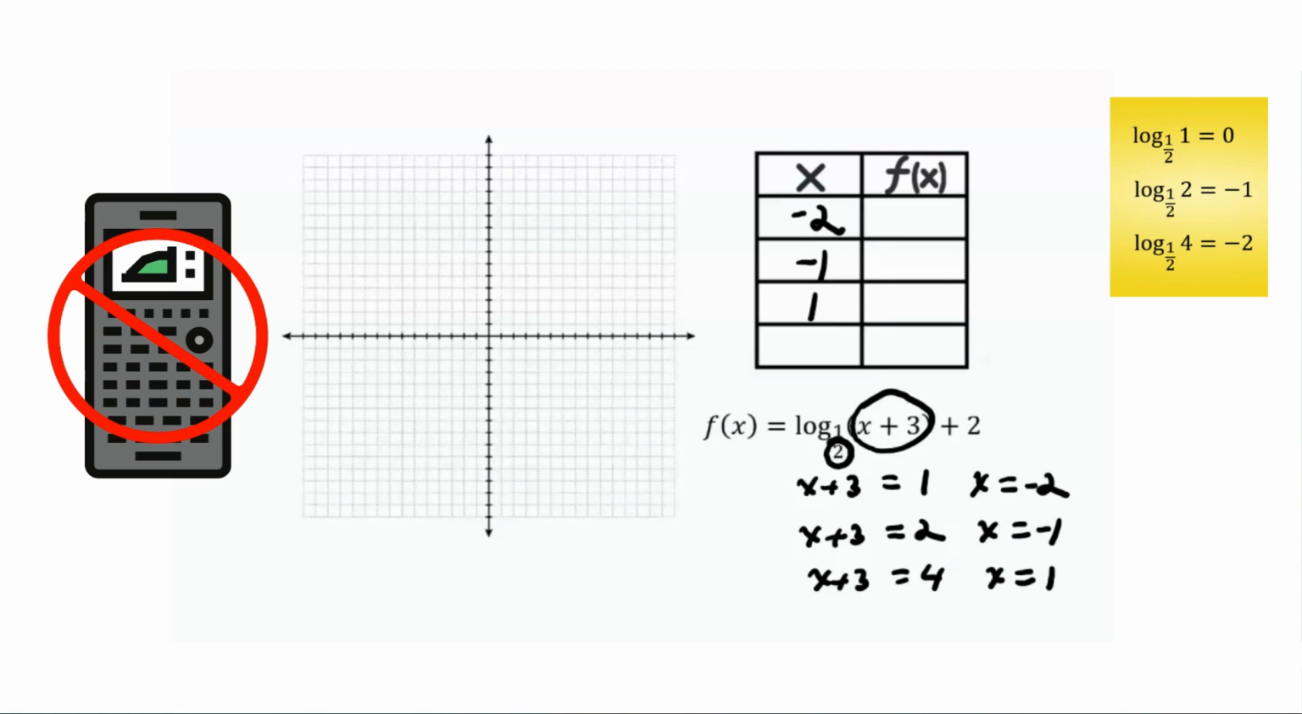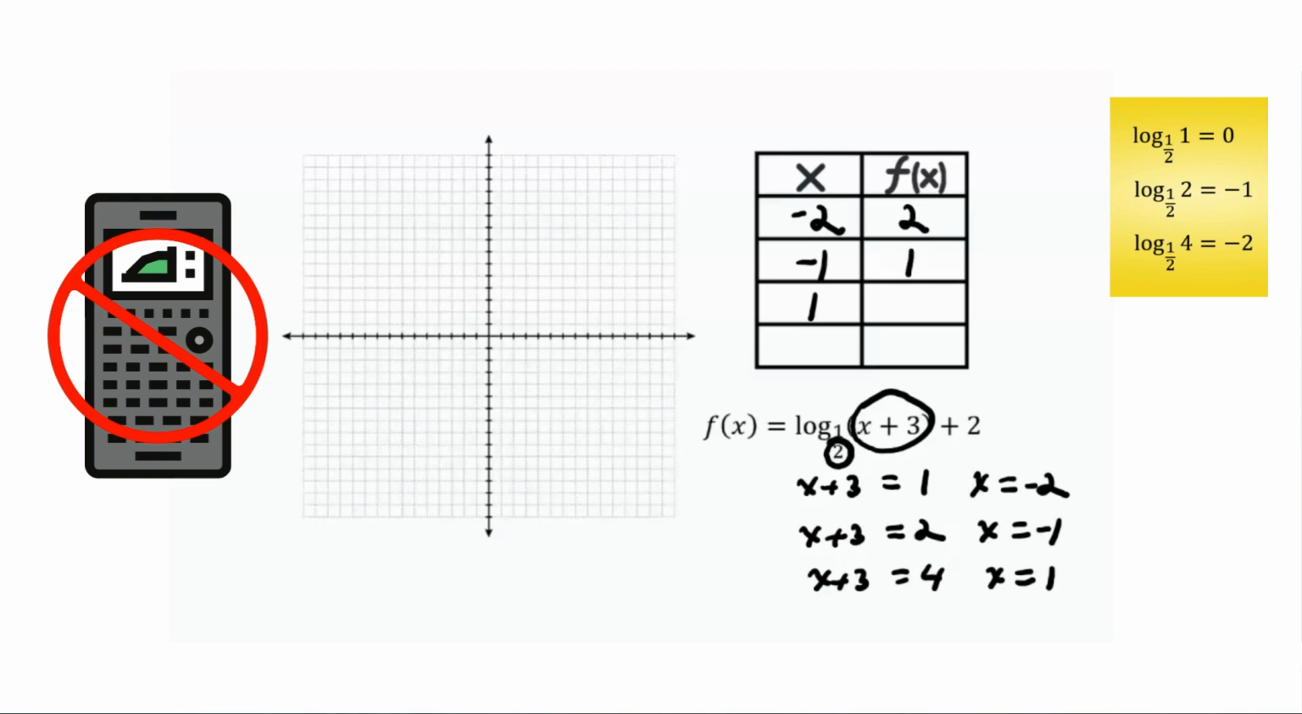All right, so let's figure out what this equals. So if we plug in negative 2 into x plus 3, we would get log base a half of 1. And so log base half of 1 is 0. 0 plus 2 is 2. If we plug in negative 1, we get log base half. Negative 1 plus 3 is 2. So log base half of 2, so 1 half to the negative 1 power would equal 2. So that the logarithm would be negative 1. So negative 1 plus 2 on the outside equals 1.